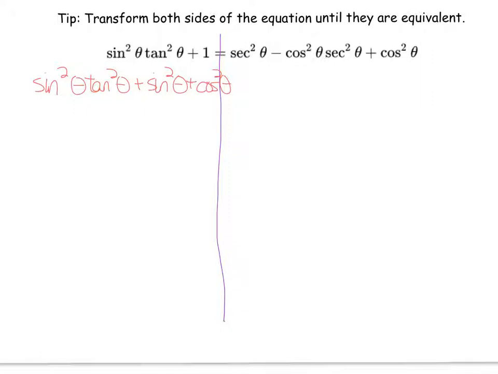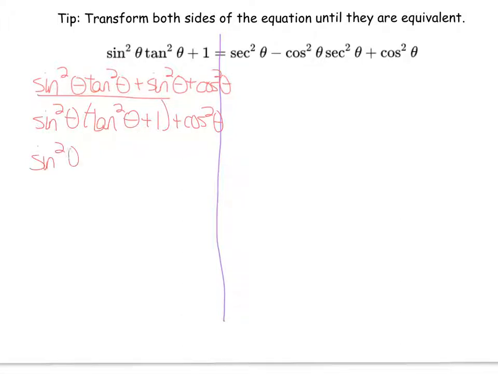Okay, so what happens then is I look at these two terms and I notice that sine squared theta is common to those two terms. So I'm going to factor it out, and I end up with tangent squared theta plus 1, and then this plus cosine squared theta is still just hanging out. Okay, this is a Pythagorean identity. It is secant squared theta.